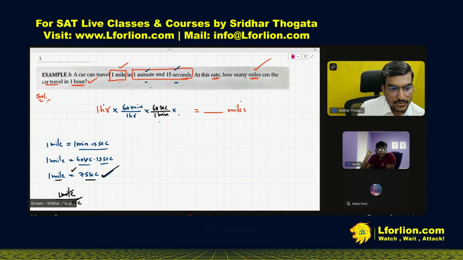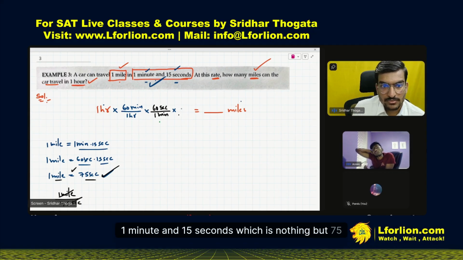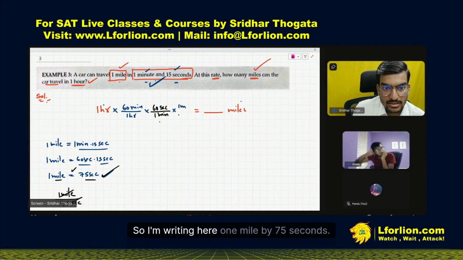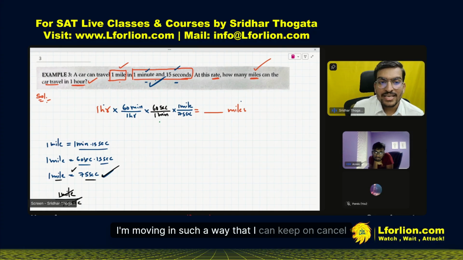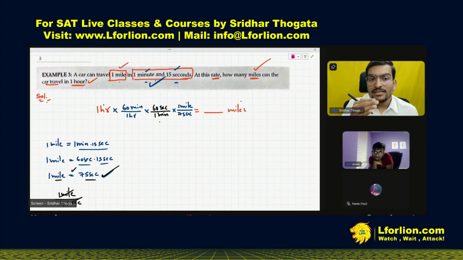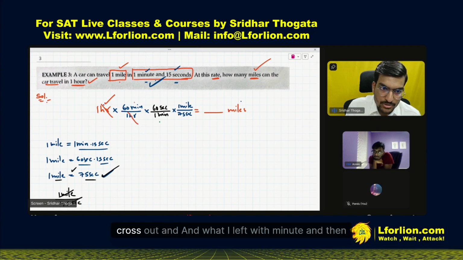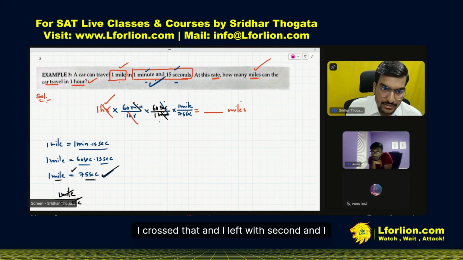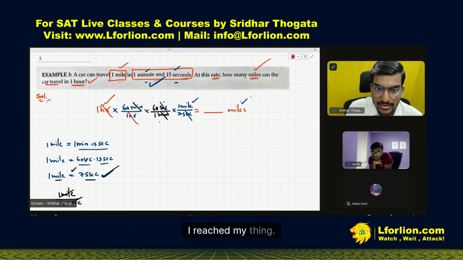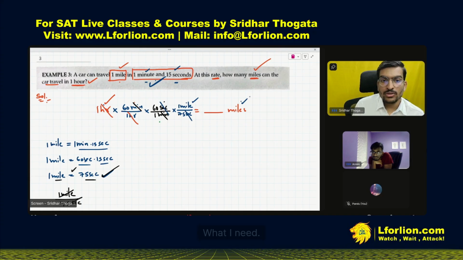75 seconds, 60 seconds, 15 seconds. This came from here: 1 minute and 15 seconds, which is nothing but 75 seconds. So I'm writing here 1 mile by 75 seconds. I'm moving in such a way that I can keep on canceling the units. I'm just focusing on the first one and then I cross out. What I'm left with is minute, and then I cross that and I'm left with second, and I cross out second. I reached the desired unit that I need.